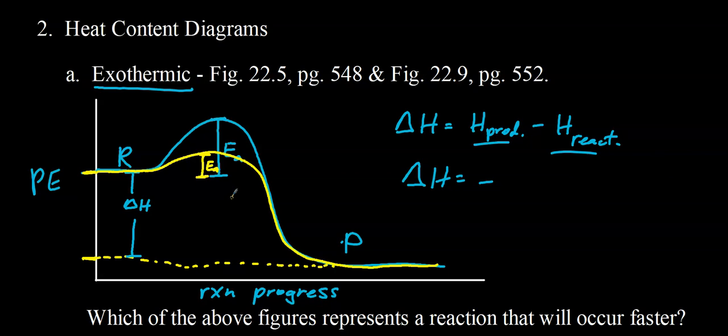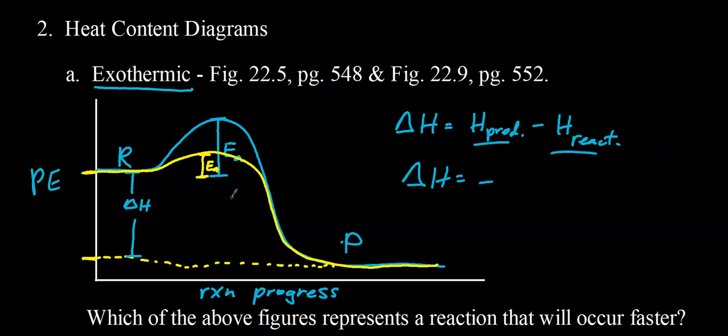Now, why would the activation energy be lower? What would cause that? A higher temperature? No, I don't think so. If you increase the temperature, that does not change the activation energy. Is there anything that you can think of that changes the activation energy for a reaction? Yeah, that's right, a catalyst. So that yellow curve perhaps is the reaction in the presence of a catalyst.